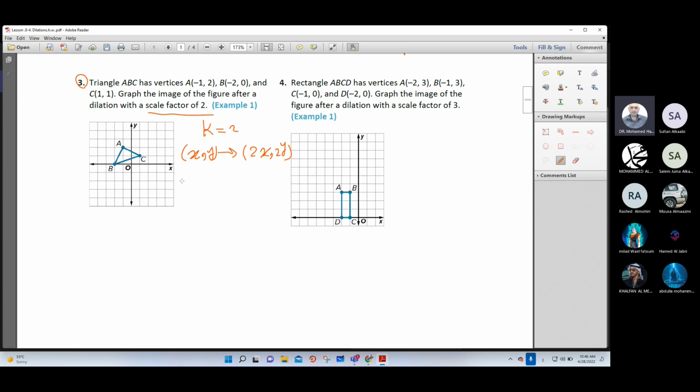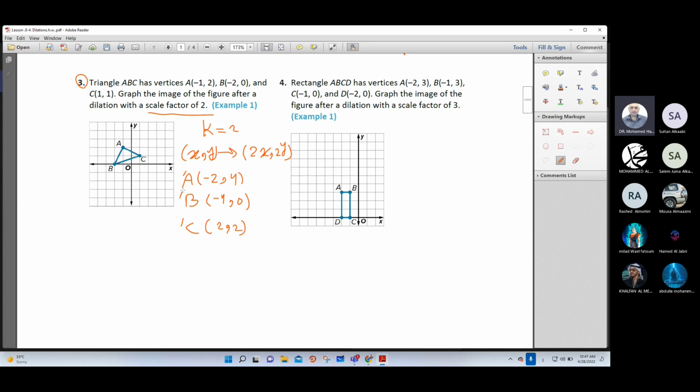So we can now find A prime, multiply by 2. Minus 1 times 2 will be minus 2, and 2 times 2 will be 4. B prime: minus 2 times 2 will be minus 4, and 0 times 2 will be 0. Then C prime: 1 times 2 will be 2, and here 1 times 2 will be 2, so C prime will be 2, 2.